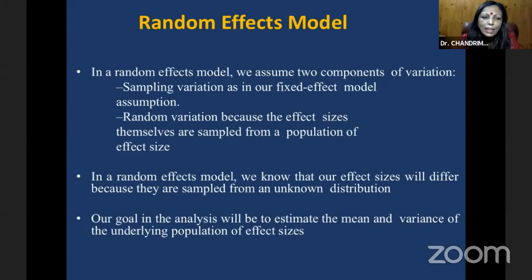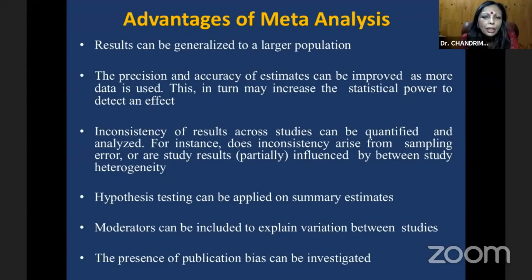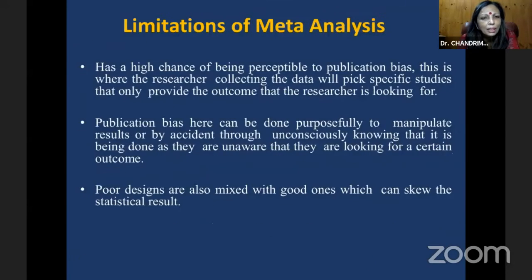So the advantages of meta-analysis are: results can be generalized to a larger population, and the precision and accuracy of estimates can be given. There's a consistency of the results across the studies. Hypothesis testing can be applied on summary estimates. Moderators can be included to explain variations between studies, and the presence of publication bias can be investigated.